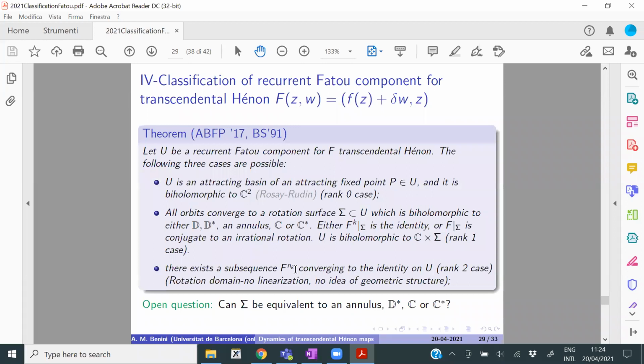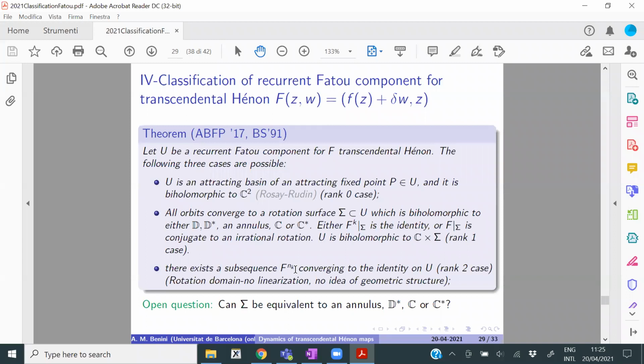So for transcendental Henon maps, you can say much more, and you can actually classify recurrent Fatou components. The classification is the same as for polynomials. Attracting basin, everything converges to a rotation manifold. Now you may have many more possibilities for the rotation manifold. It could be C or C star or D star. We don't know for sure. But still you can find the local product structure, and you can have these kinds of singular balls in which you have subsequences of the iterates which converge to the identity, so clearly rank 1.